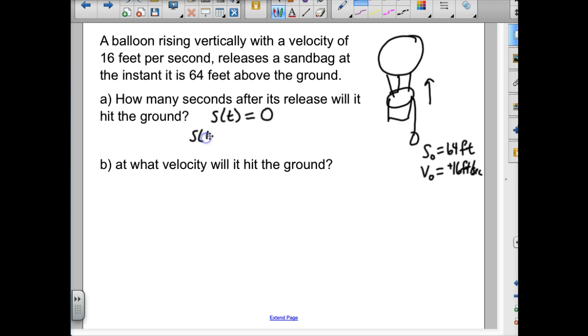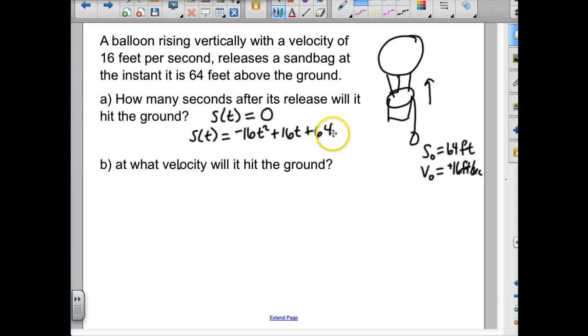Our position function will be negative 16 t squared, because we're dealing with feet, so we've got our negative 32 feet per second squared acceleration due to gravity. Negative 16 t squared plus our initial velocity, which is 16 t, plus our initial height. And so you can get that from starting with your negative 32 feet per second and integrating, doing the antiderivative. But we're going to do this so often, you may as well get used to it. S sub 0 is 64, that's going to go at the end. V sub 0 is 16, your initial velocity is going to go there. And negative 16 is going to be here.